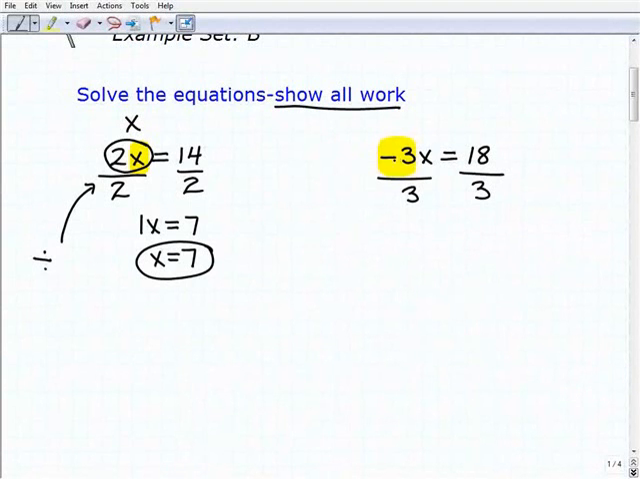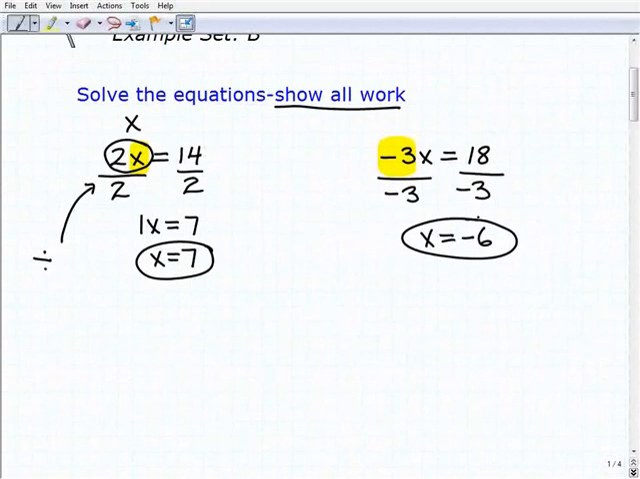So we want to divide both sides of the equation by negative 3. Now let's see why we had to do that. Because negative 3 divided by negative 3 is a positive 1. That's what we want. We want positive 1. If we just use 3, we get a negative 1. So this is going to be positive 1x, or x, and that's going to be equal to 18 divided by negative 3, which of course is negative 6.